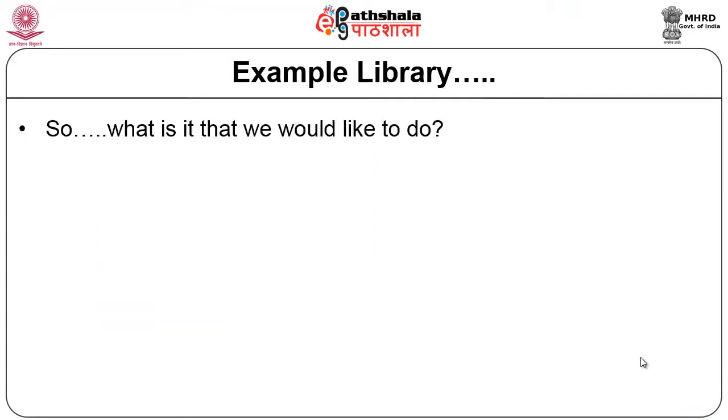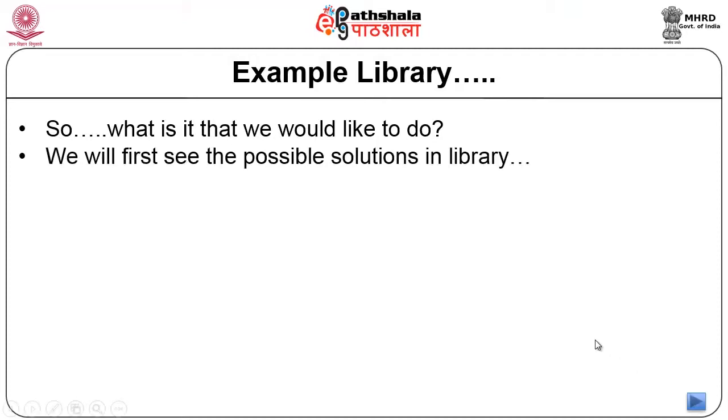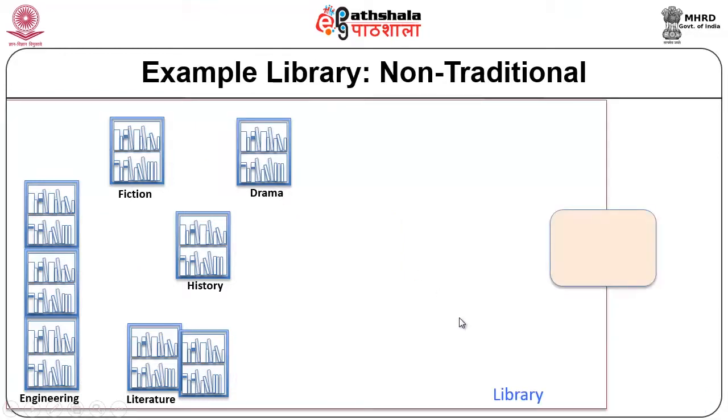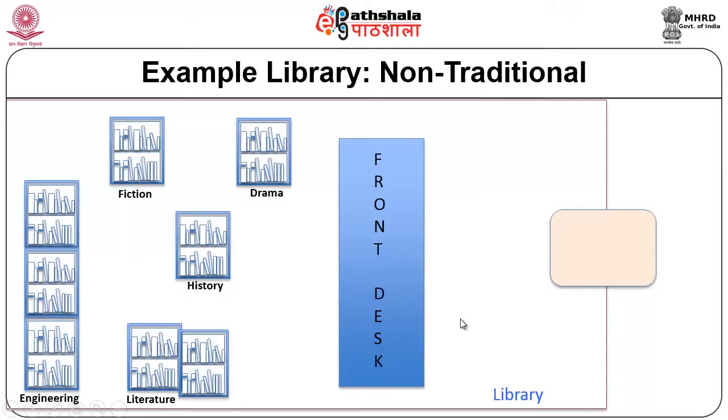So, let us go back to the library and see what the solution for this is. How do we solve this problem? In our traditional library, rather than the members interacting with the assistant librarians, we will create one layer of indirection. We will create a front desk, and this front desk will have one librarian who will be handling all the requests.